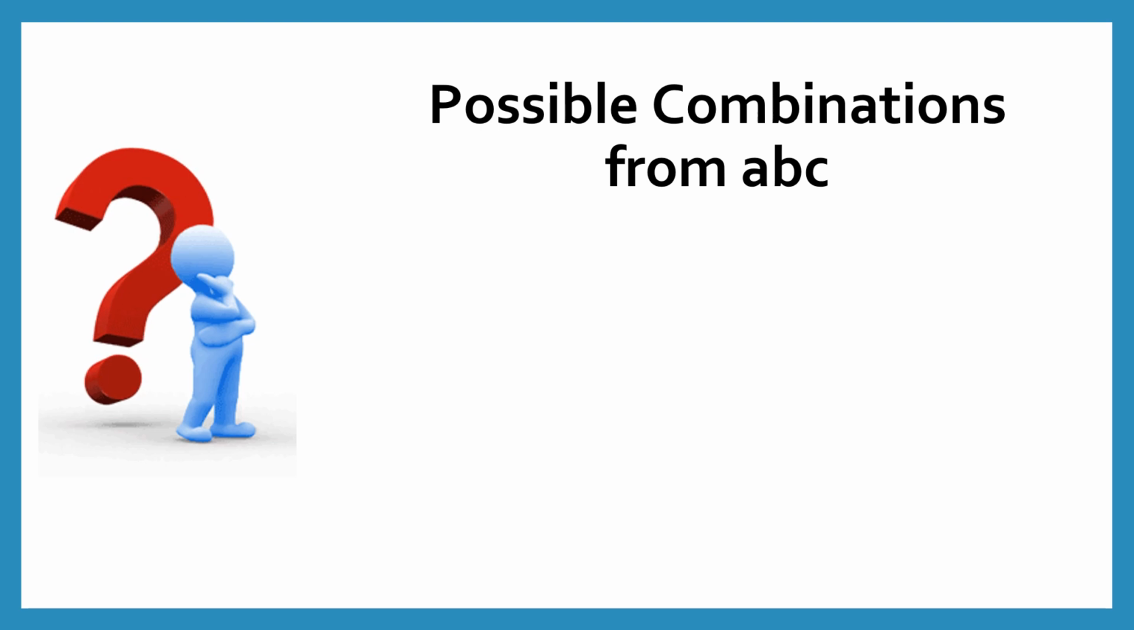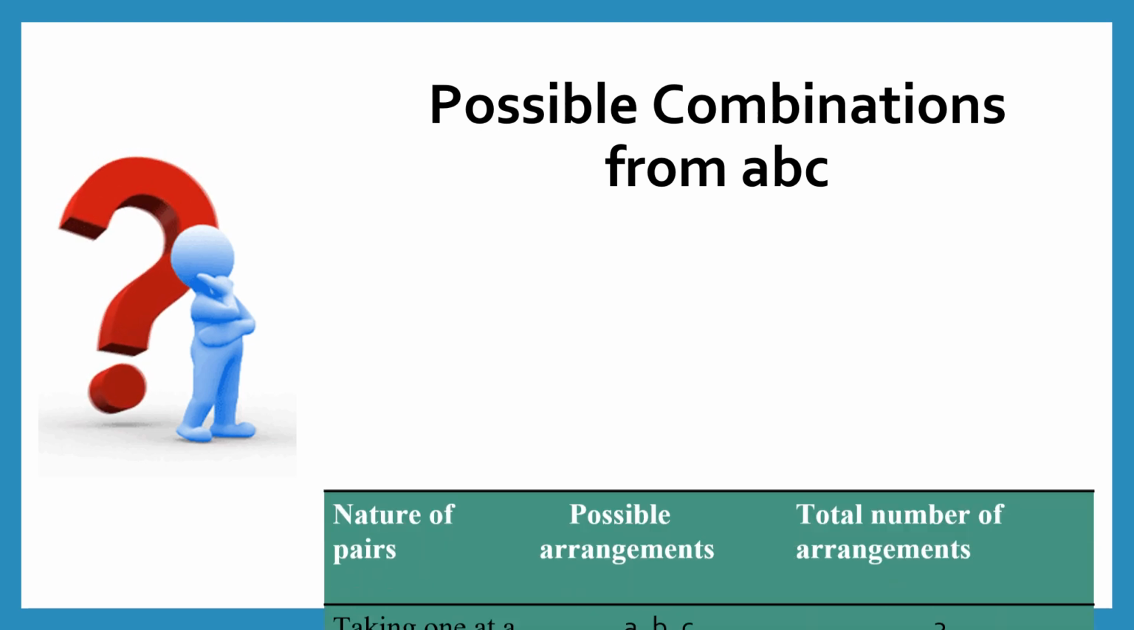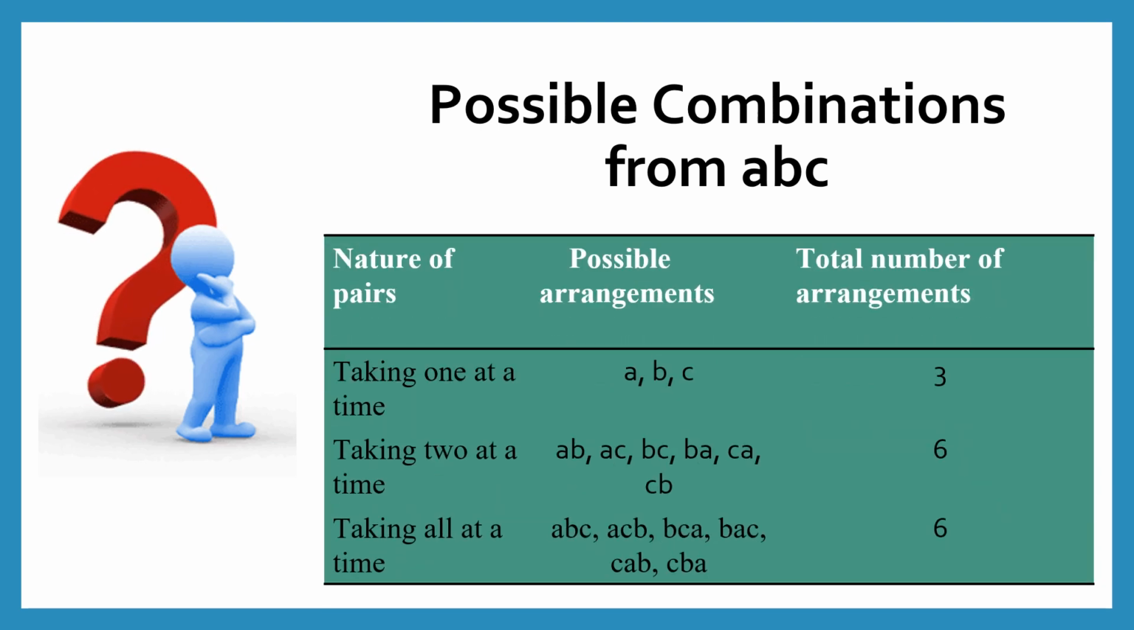Possible permutations from A, B, C. Now, you can see the nature of pairs, the possible arrangements, and the total number of arrangements.